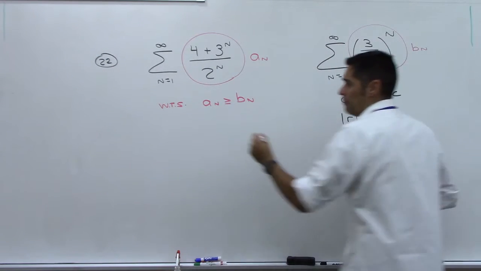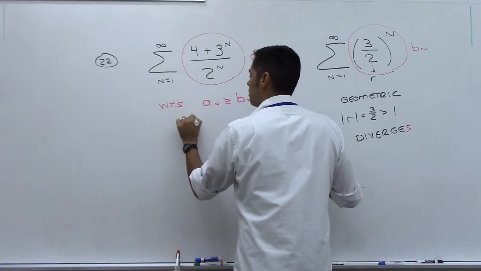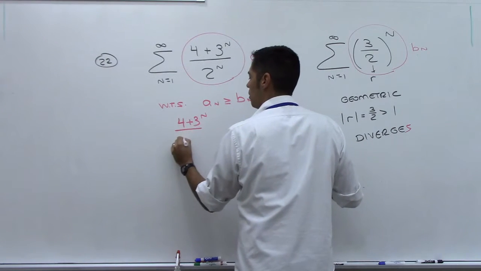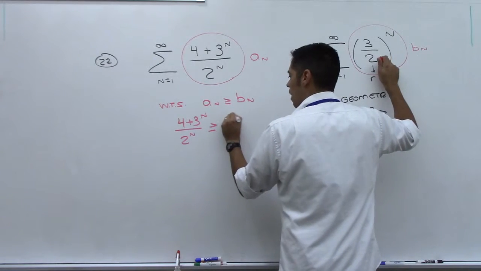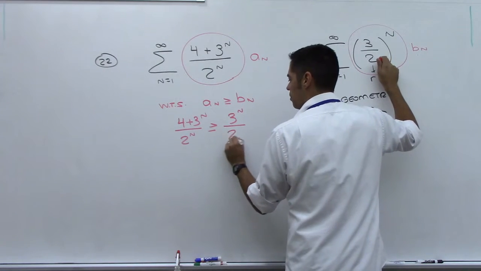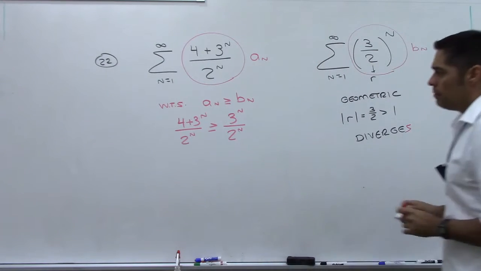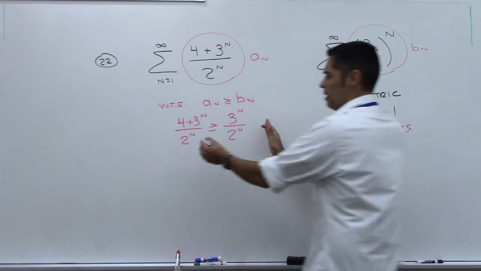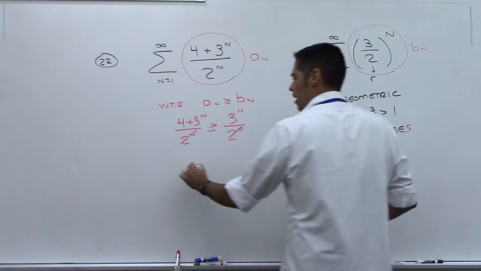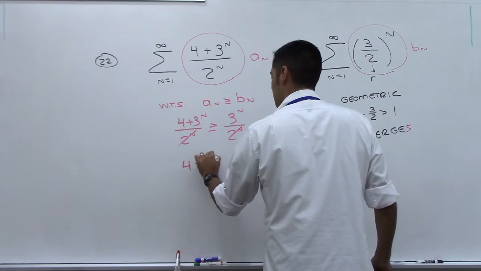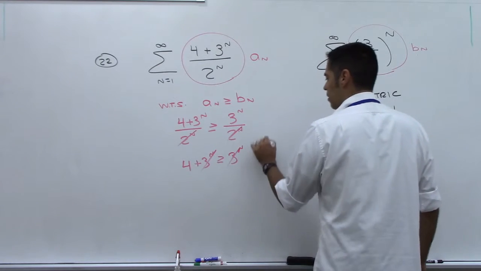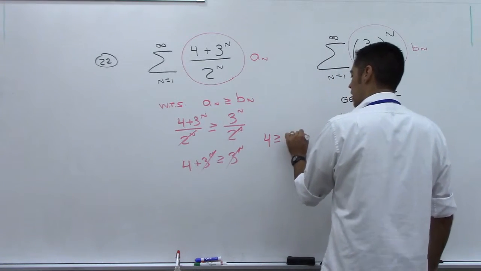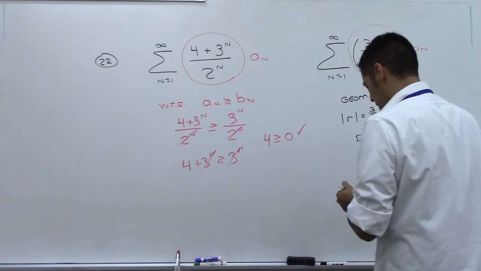So let's check it. Is (4 plus 3 to the n) over 2 to the n greater than or equal to this, which I'll write as 3 to the n over 2 to the n? I multiply both sides by 2 to the n, and they go away. I'm left with 4 plus 3 to the n greater than or equal to 3 to the n. Subtract 3 to the n on both sides, I get 4 is greater than or equal to 0. That checks, so this holds.